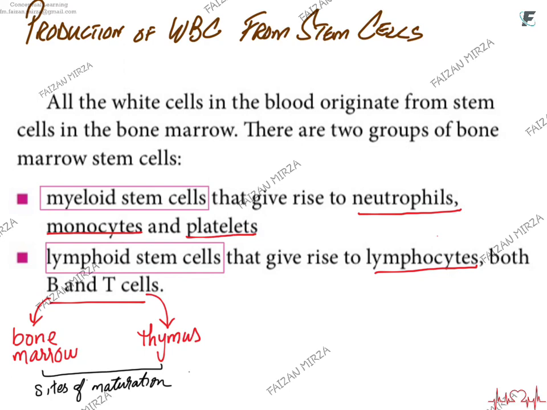Lastly, the production of white blood cells from the stem cell. There are two types of stem cells in the bone marrow: myeloid stem cells and lymphoid stem cells, the ones which produce white blood cells. The myeloid stem cells produce the neutrophils, the monocytes and the platelets, whereas the lymphoid stem cells give rise to the lymphocytes, both B and T lymphocytes. B lymphocytes stay in the bone marrow for maturation, whereas T cells go to the thymus for maturation.